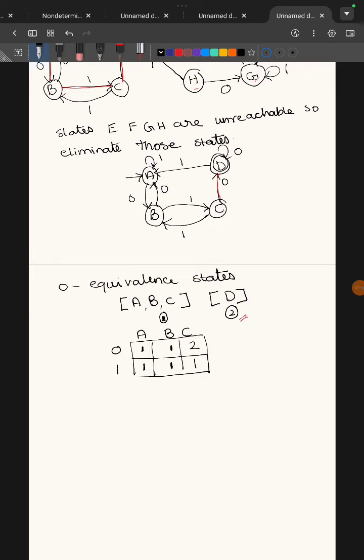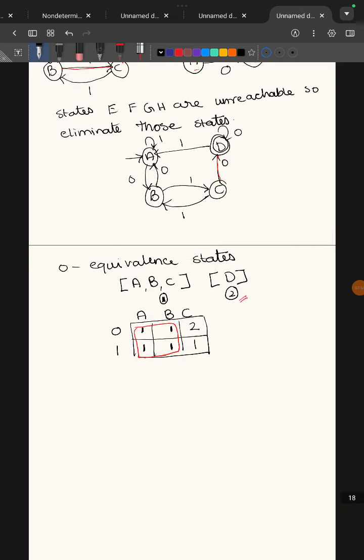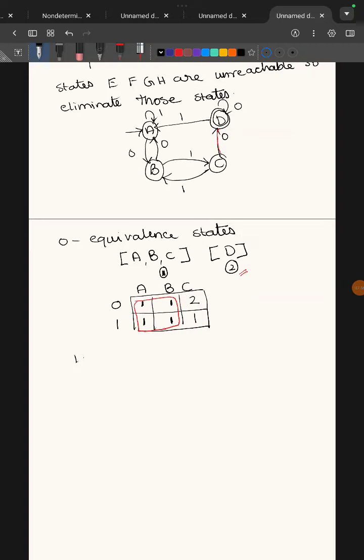If you see these two, that is my A's and B's are having same group for both 0 and 1. Okay, so they will be in the same group, whereas my C will be in a different group from this round onwards. When we will stop the round? When the previous equivalent state and the current equivalent states are same, then we will stop the rounds. Okay, so now what we will do, we have to find the first equivalence.